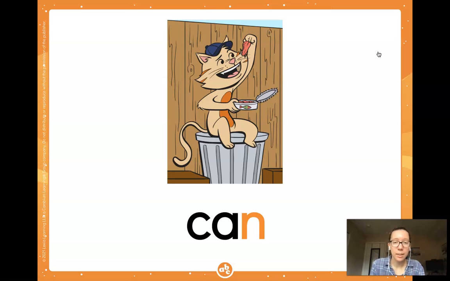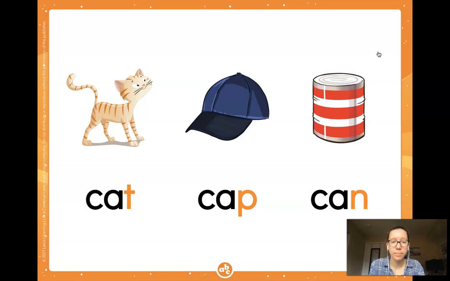The beginning and middle sounds didn't change. The C and the A stayed the same. But by changing the final sound, we can make a brand new word. So our three words we looked at here were cat, cap, and can.